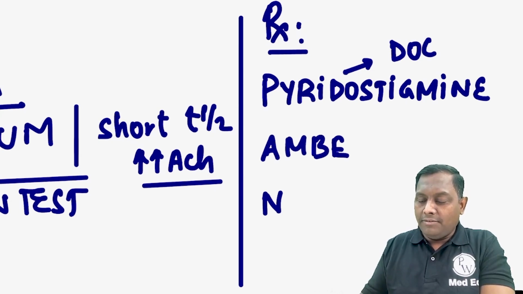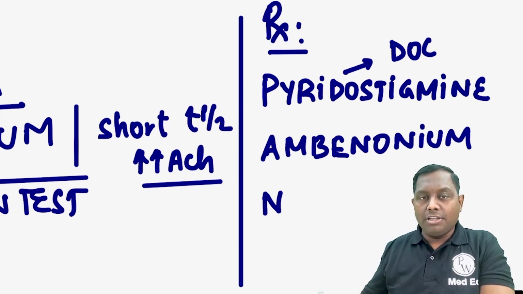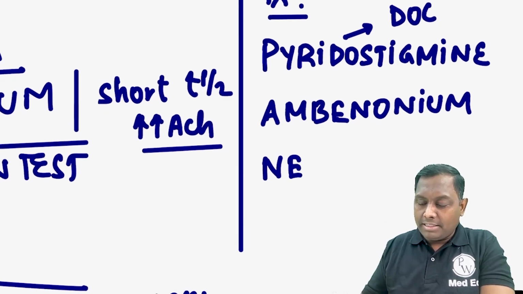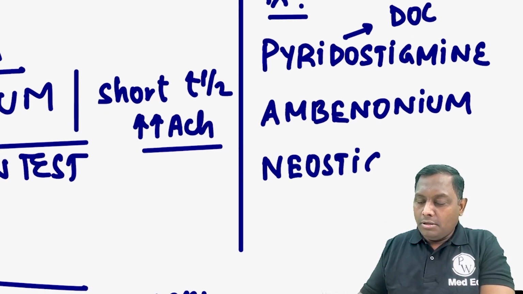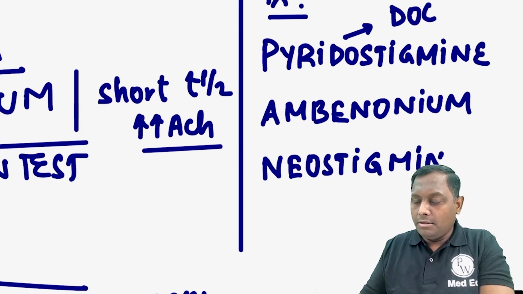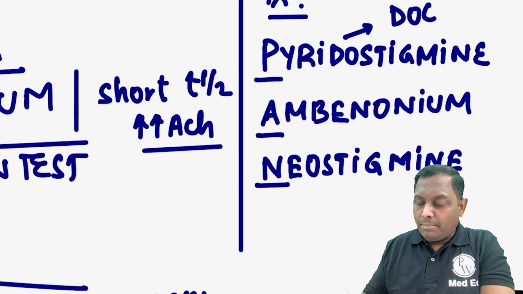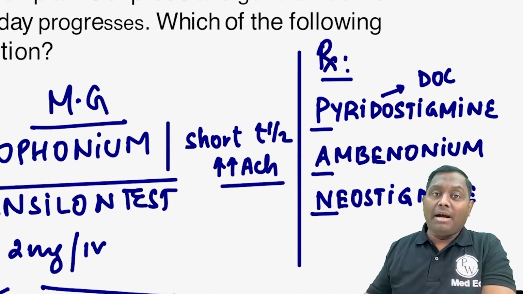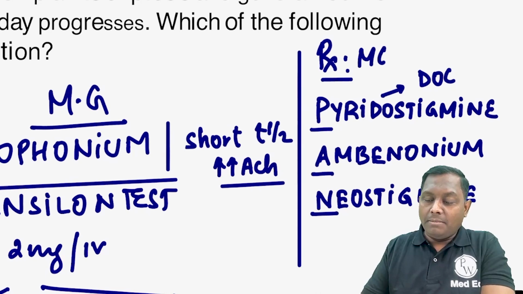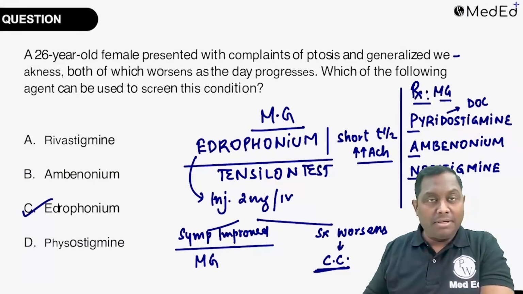Other agent that we have is known as ambenonium. Pyridostigmine, ambenonium, and the next is neostigmine. So this is known as your PAN. Pyridostigmine, ambenonium, neostigmine, these are the drugs that can be utilized in the management of myasthenia gravis, drug of choice being pyridostigmine. Okay.